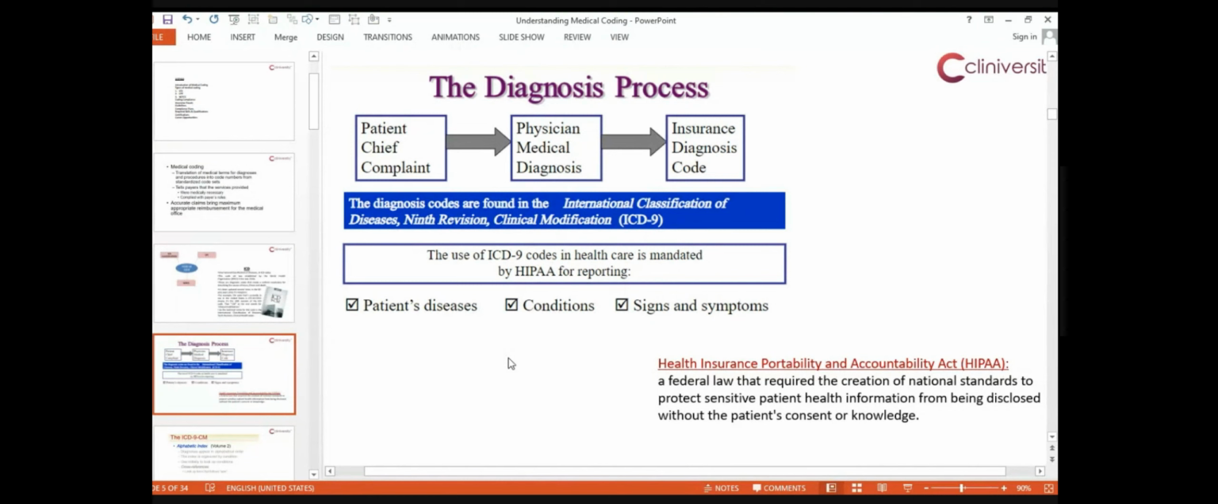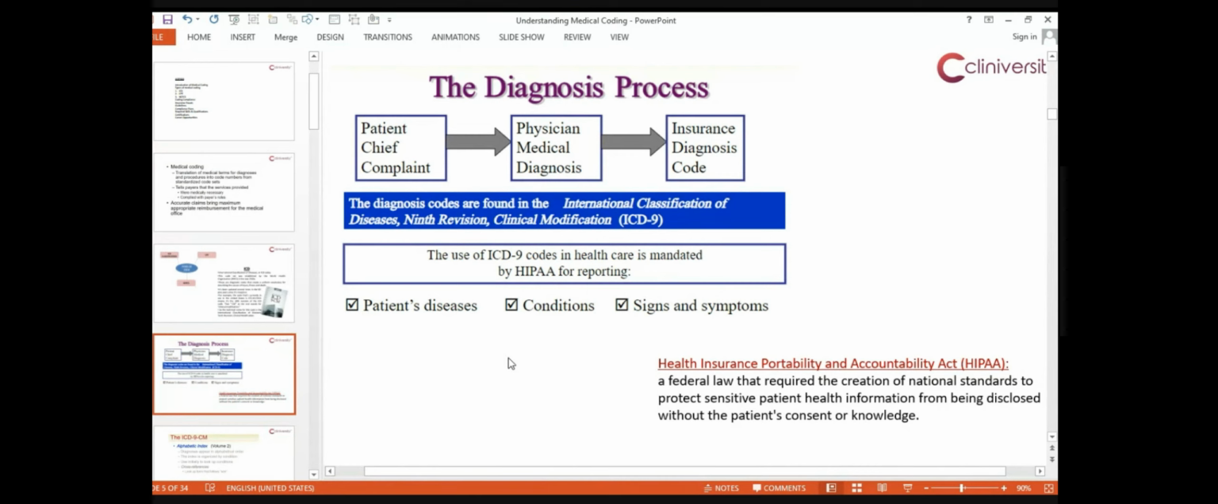And then what will happen? An insurance diagnosis code will be generated. For any diseased condition the physician has diagnosed and treated, that disease for which the treatment was received by the patient is coded using these dictionaries. These are the medical dictionaries used for assigning a code for a particular disease condition. That is what happens in ICD.